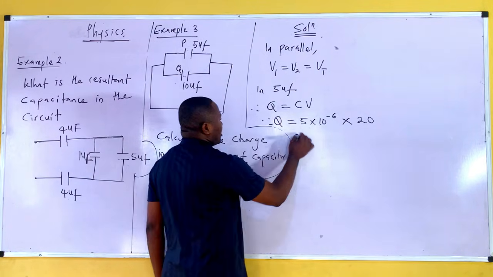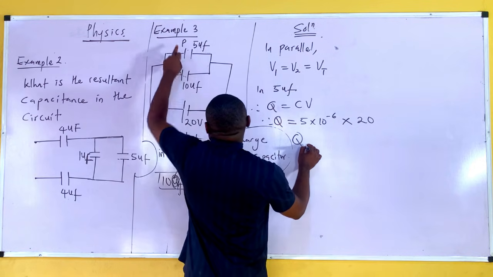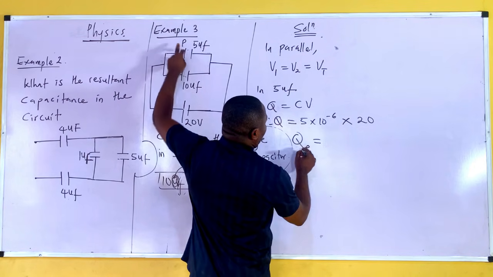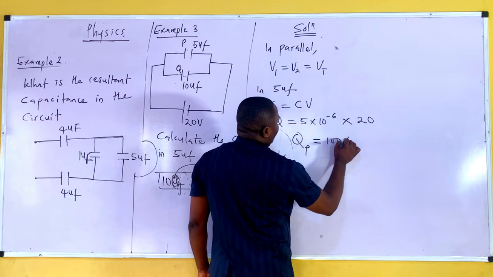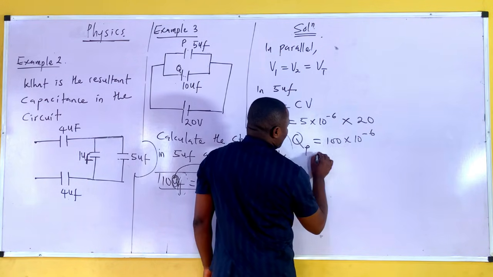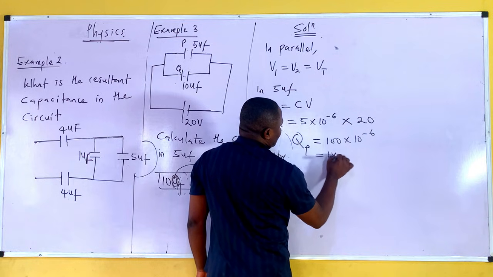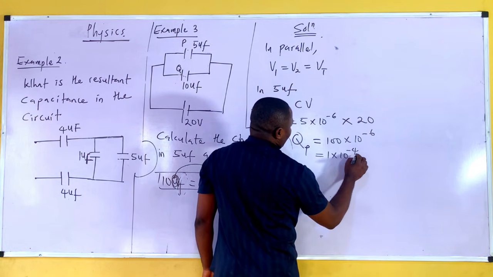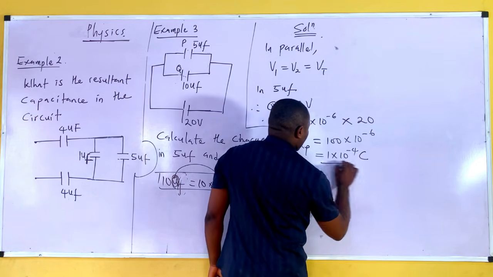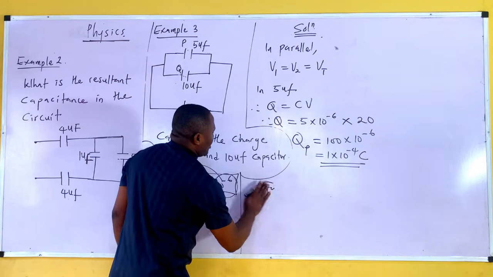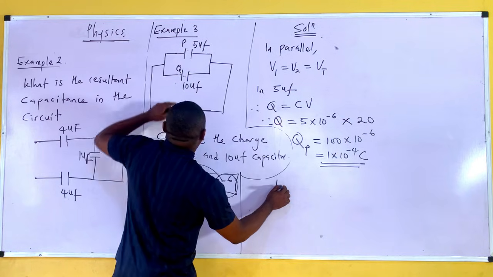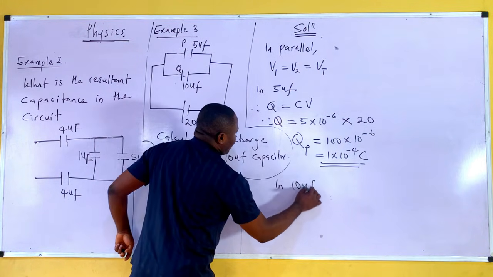So what becomes my Q? Q for P will now be equal to 100 times 10 raised to the power minus 6, which equals 1 times 10 raised to the power minus 4 coulombs. That becomes the answer. What about in 10 microfarad?